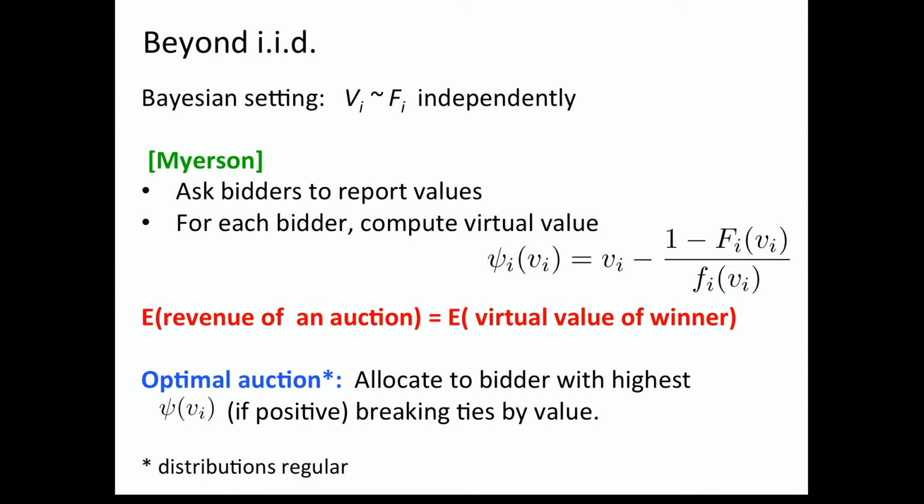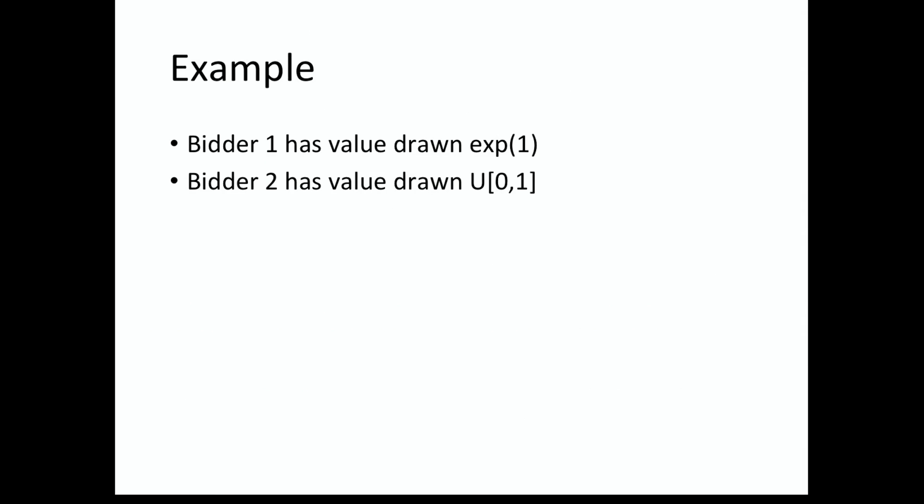Okay. So I guess the important thing to notice about this is that it's pretty complicated. You need to know these virtual value functions everywhere in order to implement the auction. It's also kind of weird.